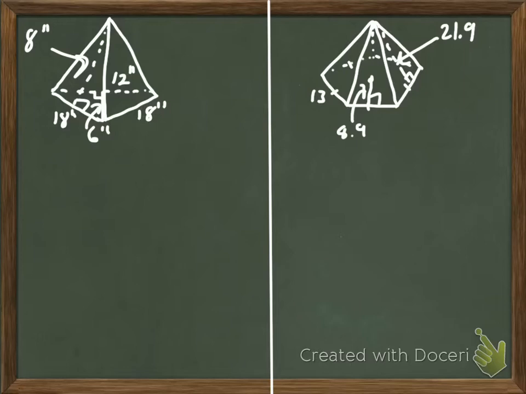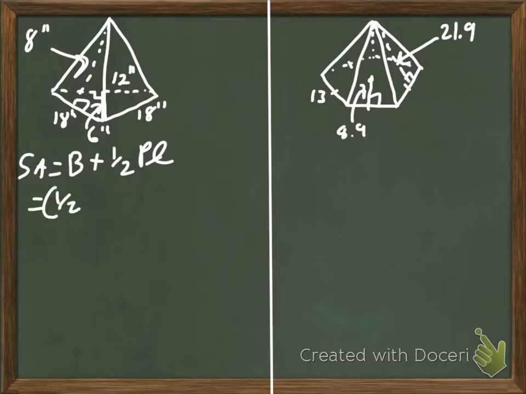Here we have a pyramid with not an equilateral base, so we're going to do the formula, and that is surface area equals area of the base plus 1/2 perimeter times slant height. So we got to figure out what shape is our base. Our base is a triangle, which means that the formula for area of a triangle is 1/2 times base times height plus our 1/2 perimeter times slant height.